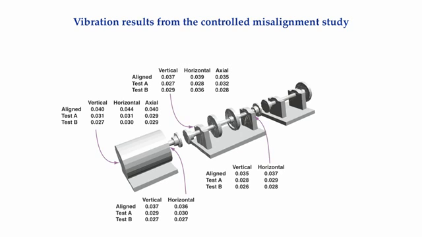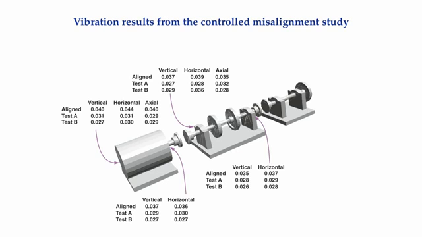On the center shaft, at the bearing on the motor side, in the vertical direction, from well aligned to test B, 0.037, 0.027, and 0.029. Notice that the overall vibration here from test A to test B increased from 0.027 to 0.029 inches per second, but it never got back to 0.037 when it was well aligned.